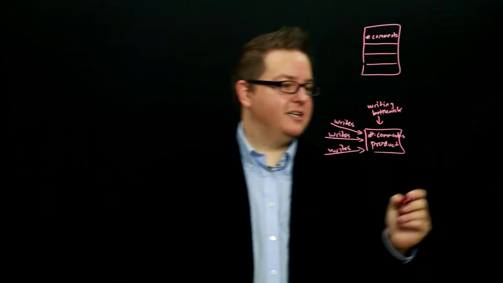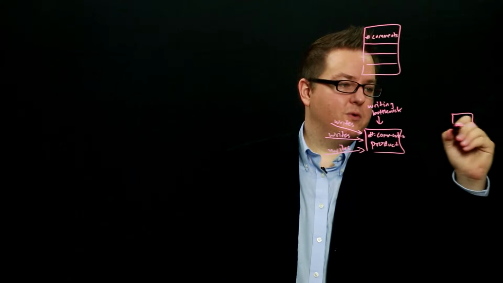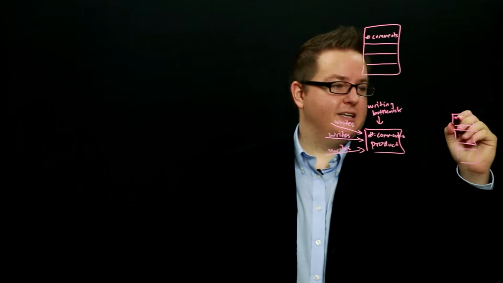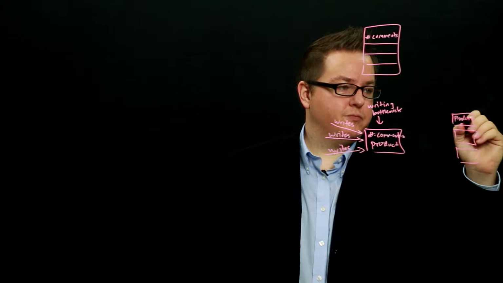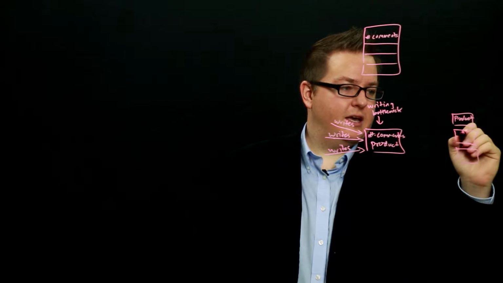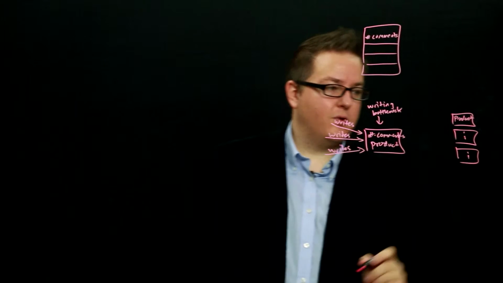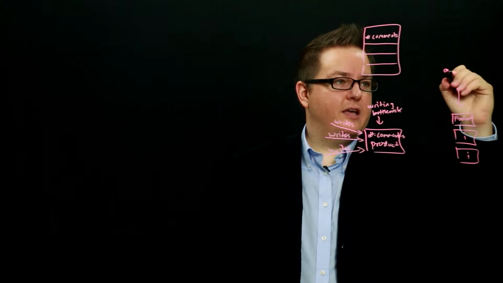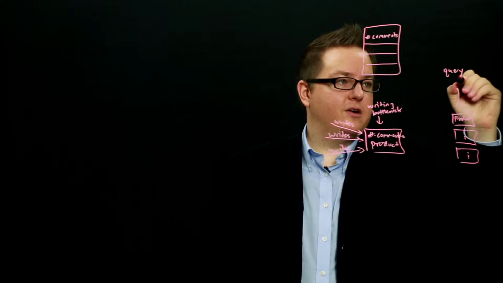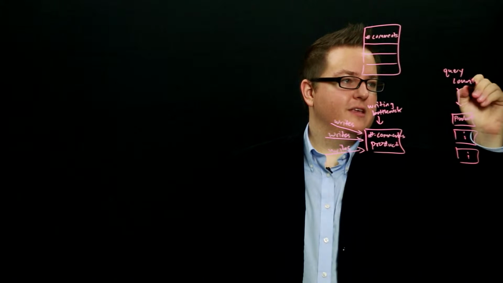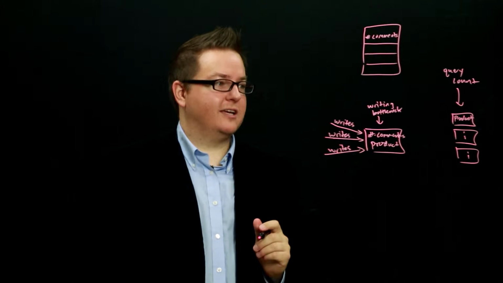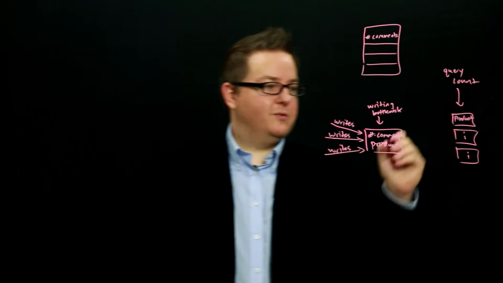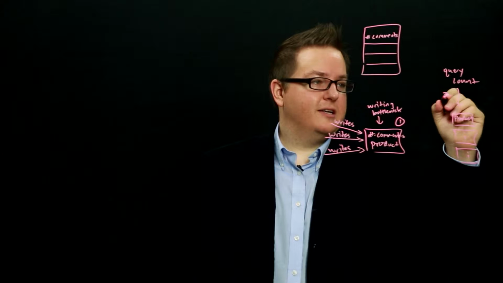Now, one way we could deal with this is we could go back to the model where we have multiple product entries or entities, and then we have all of these different products, and we could simply query and count how many there are. But obviously that's not as fast as we'd like it to be.